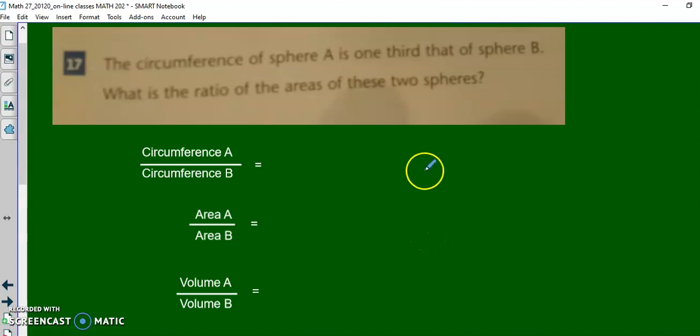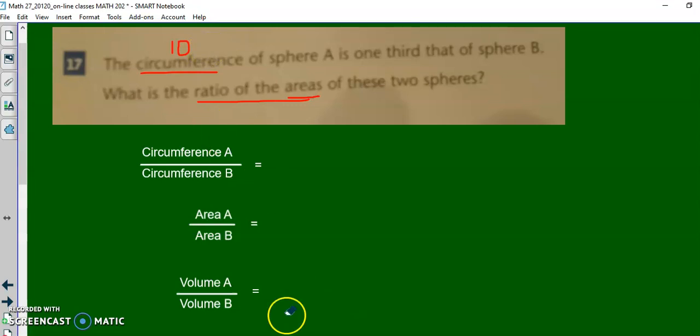So here we're given the circumference of sphere A is 1/3 of that of sphere B. What is the ratio of areas? So here they're asking us for the 2D ratio, the ratio of areas. But we know the circumference, and circumference is 1D. That's a one-dimensional measurement. It's measured in units, like centimeters or meters or millimeters.